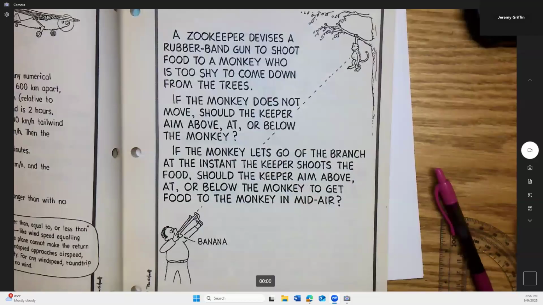Okay. So think about that for a little bit. Let's see, show hands. So you got 3 options. Should the keeper still aim above the monkey in that case? Should he aim at the monkey? Should he aim below the monkey? And how's he going to get that banana to that monkey?